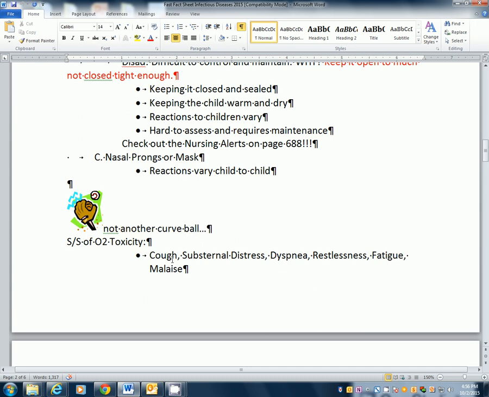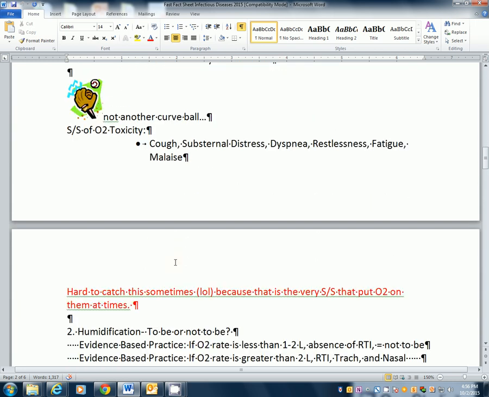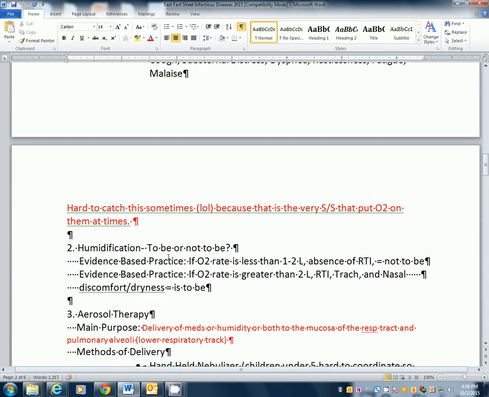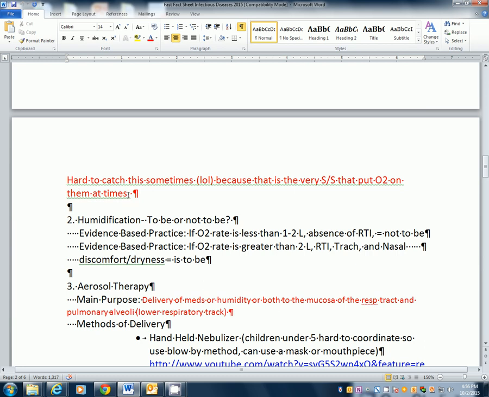Well, if they're put in there because they've been coughing, are they coughing because of the disease, or are they coughing because they've got too much oxygen? So you want to watch that oxygen level. Lungs and the retina of the preemies particularly are most vulnerable to high levels of oxygen and can actually damage tissues if they get too much, particularly your preemies. So, hard to catch this sometimes.